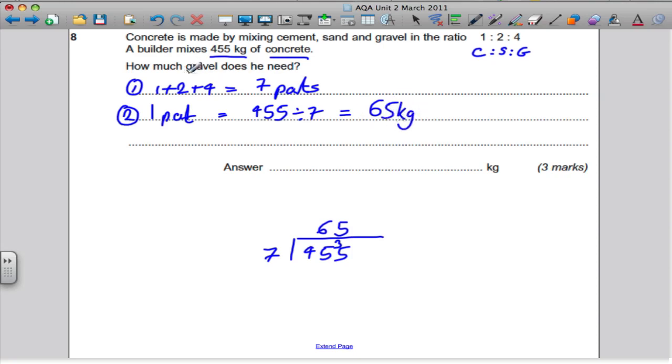The question wants the gravel part, so for gravel, we know that gravel has 4 parts, so we do 4 times 65. Well, you could break that as 4 times 60 plus 4 times 5. 4 times 60 is 240, 4 times 5 is 20, so 240 plus 20 is 260 kilograms.